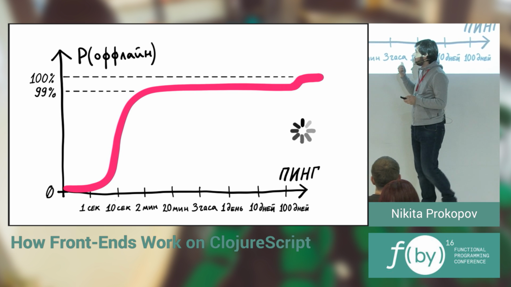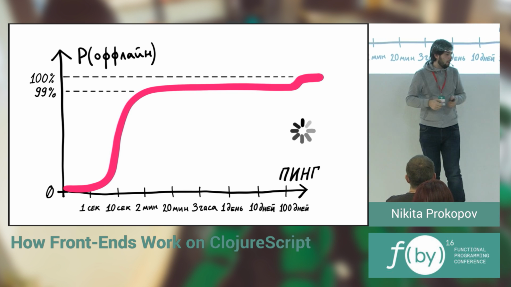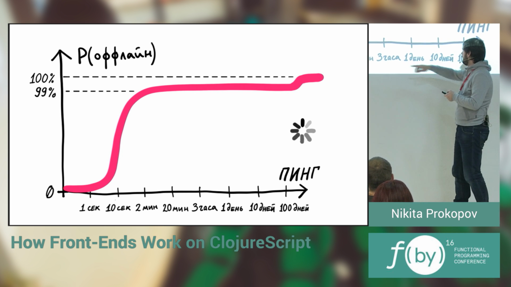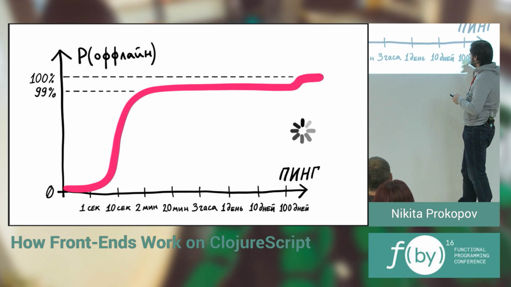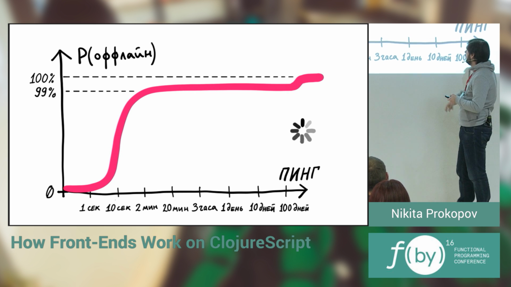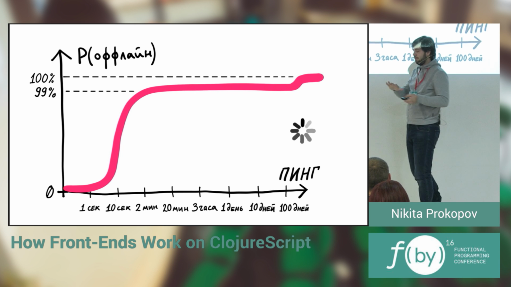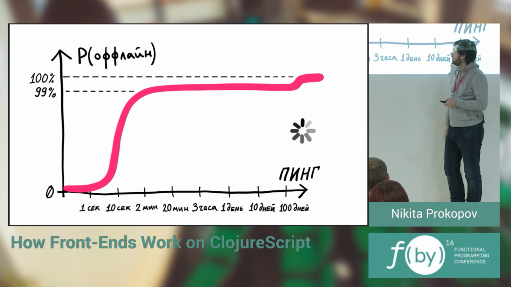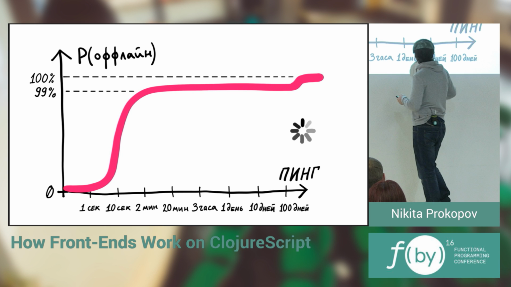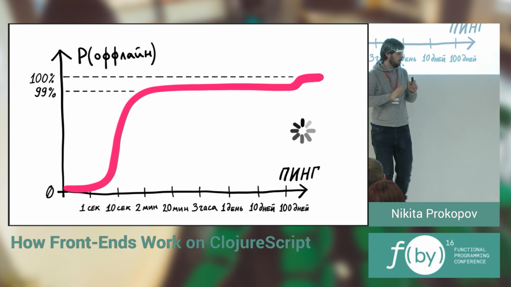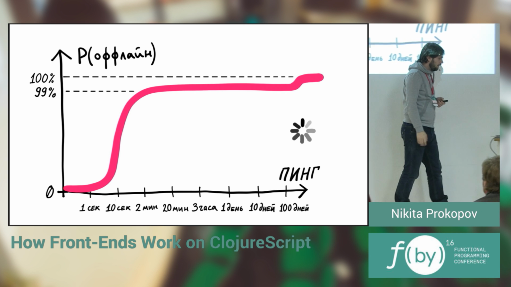And here I have a super scientific graph of the probability that the user thinks he's offline, depending on the time. So there's latency in logarithmic scale, and around, for example, 10 seconds, the user will probably think 50% I'm offline, 50% I still have to wait. And at this point, around 100 days, he decides I'm totally sure I'm offline.